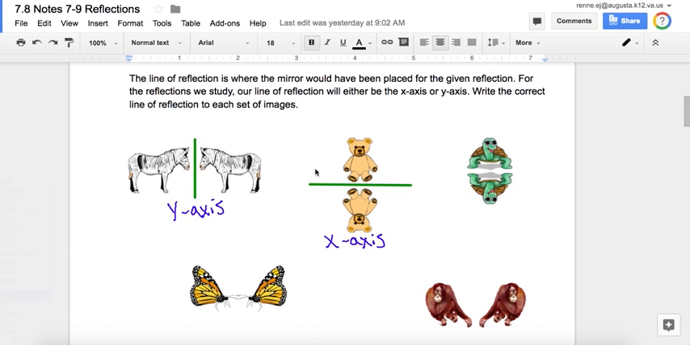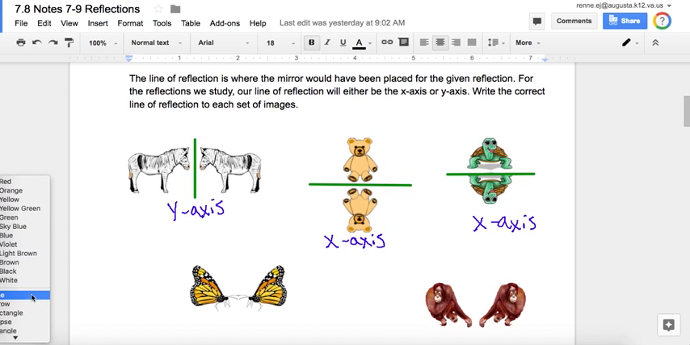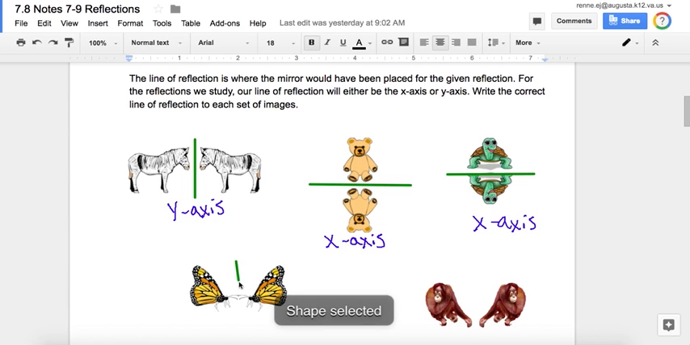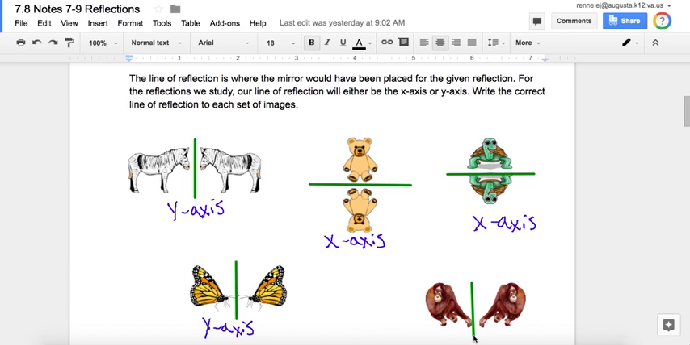Okay, if you paused the video, welcome back. So I'm going to draw in the turtle, a horizontal line, which of course is the x-axis. The butterfly is a vertical line, and that of course is the y-axis. And then lastly here, we have the orangutans, and I'm going to draw a vertical line, and of course a vertical line is the y-axis.